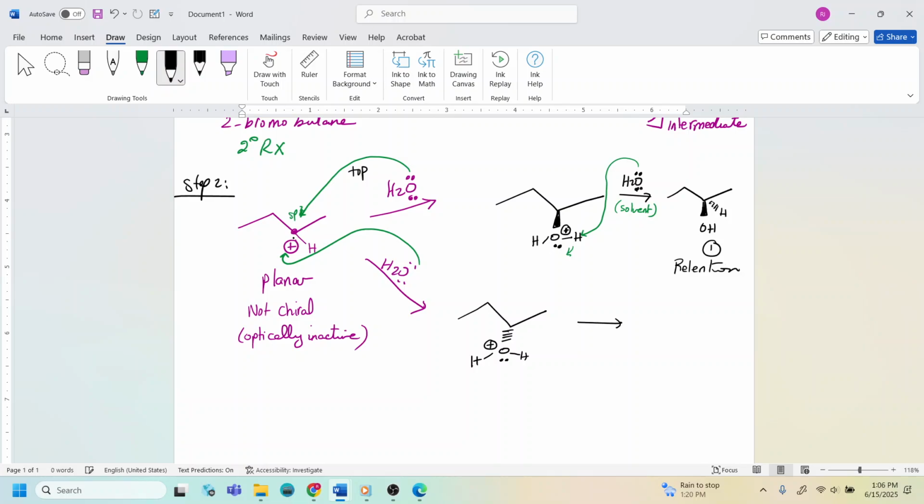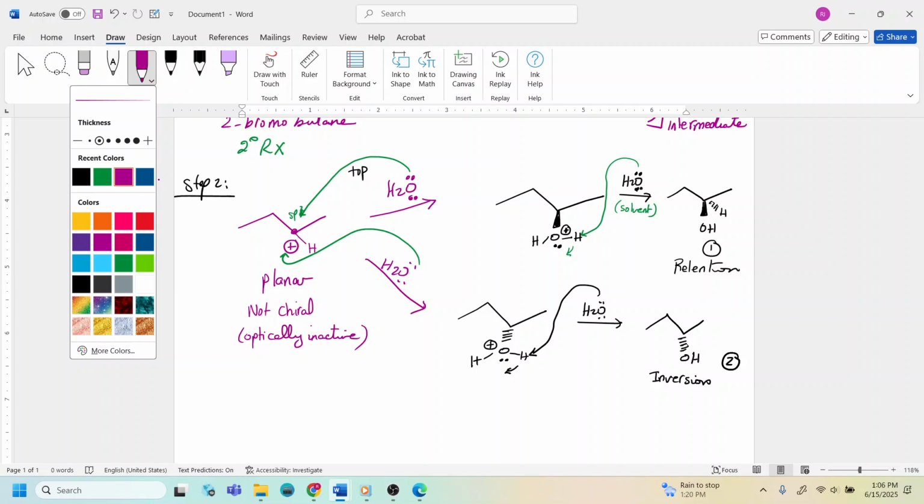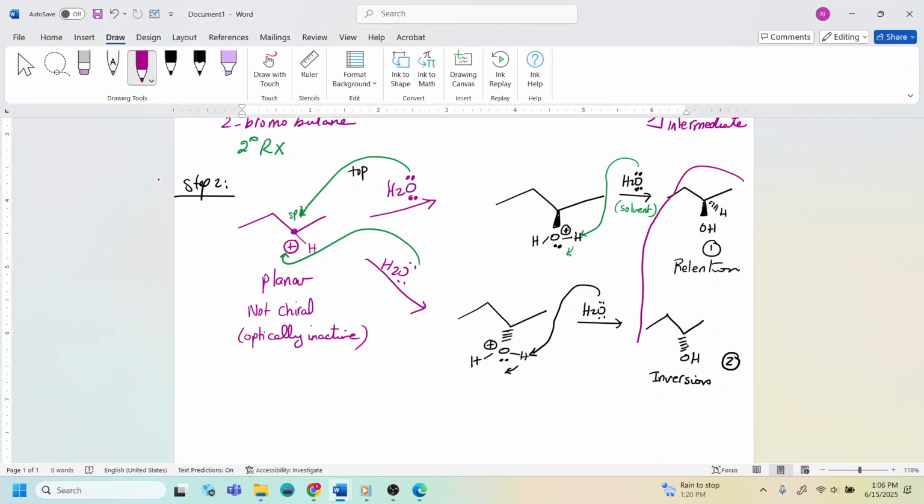And then water is going to act as a solvent in order to come and do an acid-base reaction again. And you're going to form the inversion in configuration. So see, now your OH is going to be at the back. So that is going to be the inversion in configuration. This is product number 2. I would say that both product 1 and product 2, these are the products of this reaction.